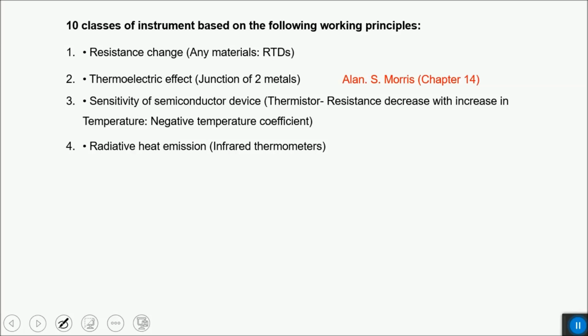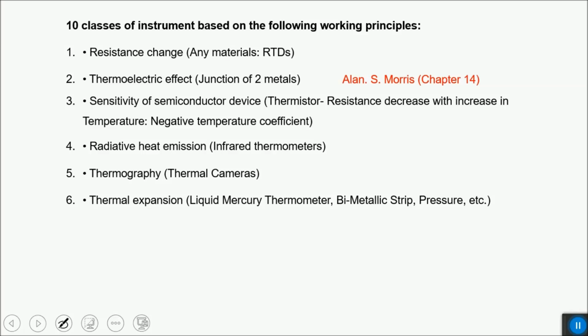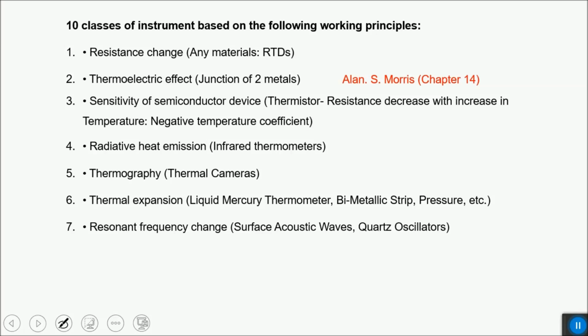Radiative heat emission, that includes infrared thermometers, and thermography, that includes thermal cameras, they are similar. The sixth one is thermal expansion. We can have any material that expands by increasing the temperature, and that expansion can be translated into the temperature itself. So we have liquid mercury thermometers, bimetallic strips, pressure-based temperature sensors, and so on. Resonant frequency change based temperature sensors, and in this category, we have quartz oscillators whose resonant frequency changes with the changing temperature.